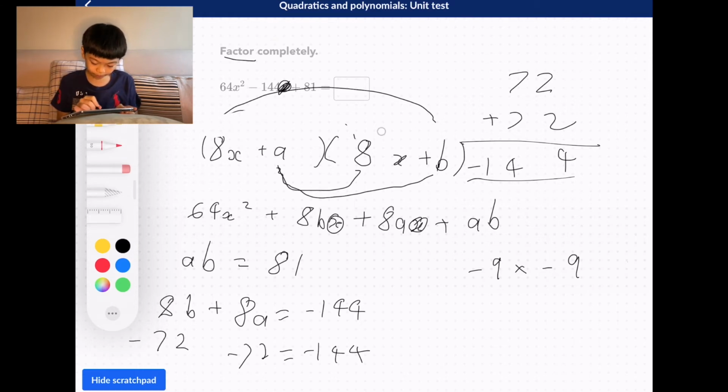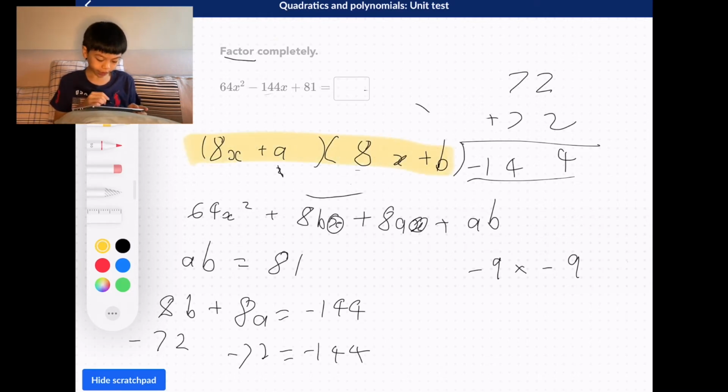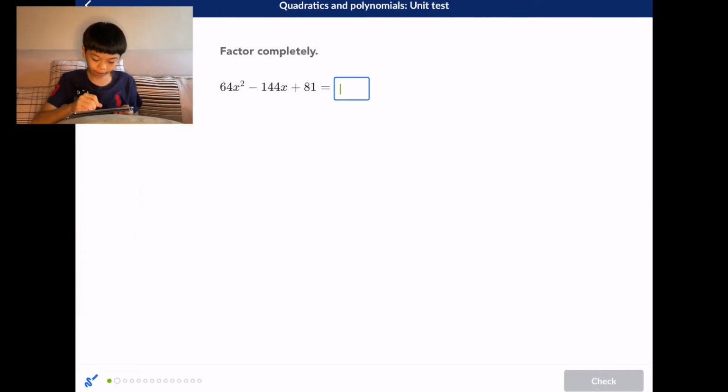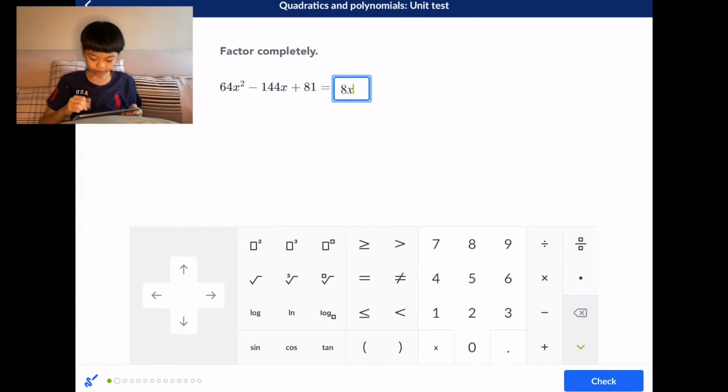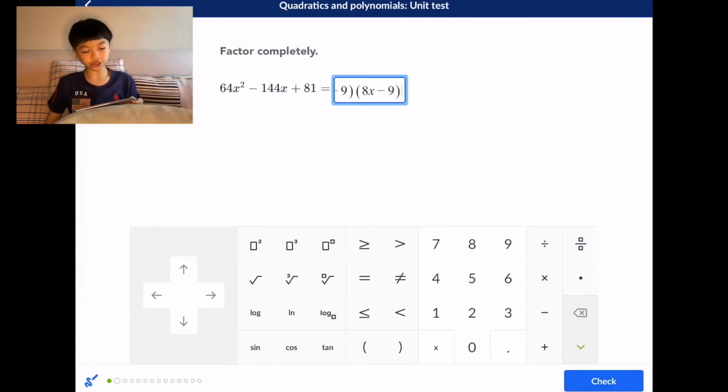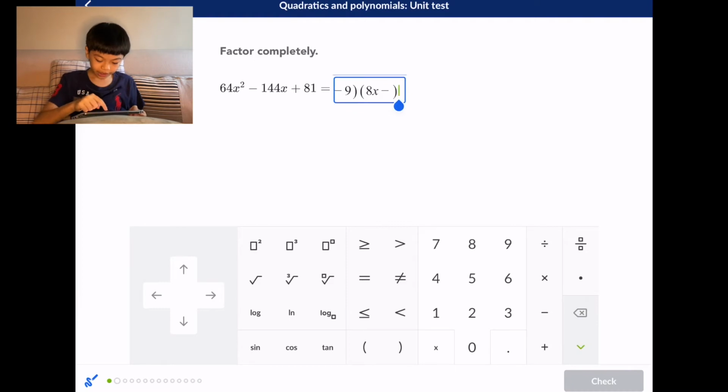Now we can look back all the way over this equation where we do 8x plus a, which we now know is minus 9, times 8x plus b, which we also know is minus 9 too. So we can put them in this formula where we factored them completely. So normally you can write 8x minus 9 times 8x minus 9. But what if I told you there was a simpler formula? We can just simplify this into 8x minus 9 squared.